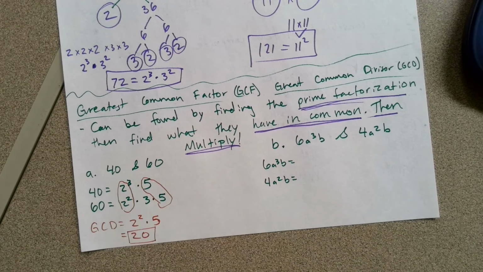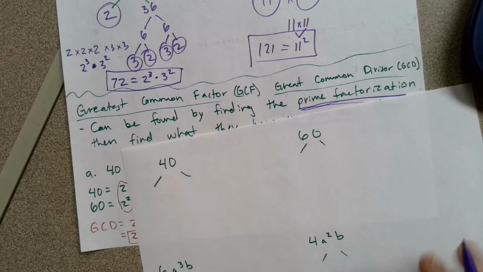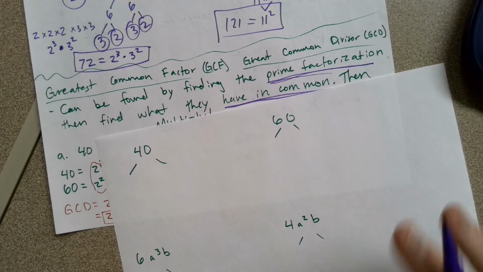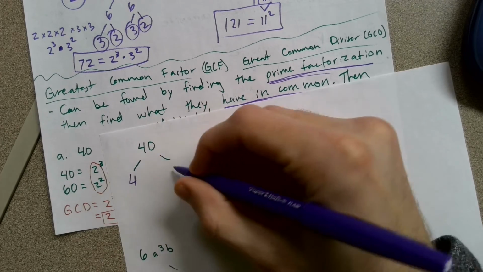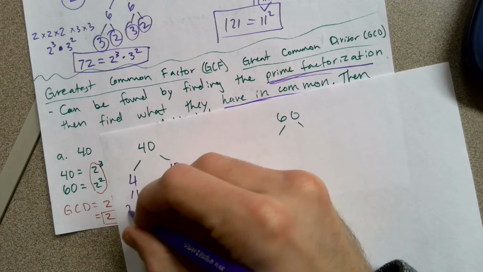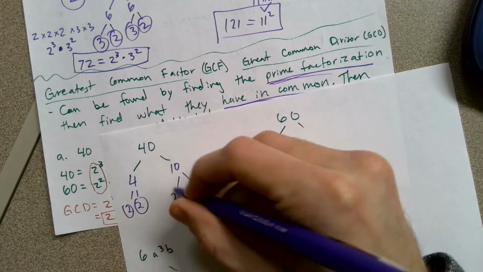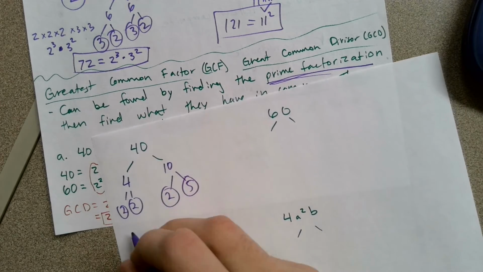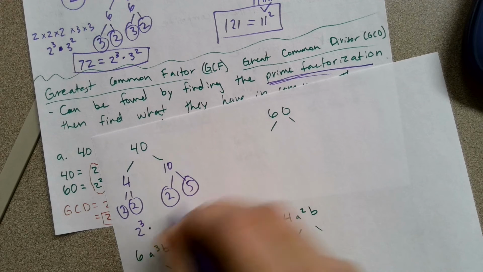I did 40 and 60. I'm going to break them down for you quick before we jump into that. I'm doing my number trees to start. When we find our greatest common factor, we start with our number trees again. Let's do it. I'm going to go 4 and 10 right here. Break that into 2 and 2. Done right there. Break this into 2 and 5. Done right there. This gives us 2 to the third times 5.